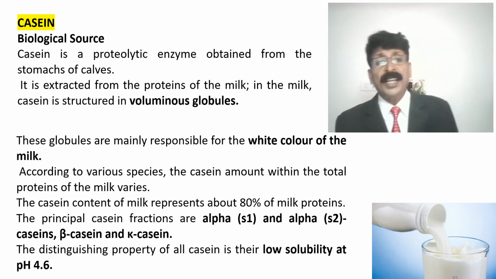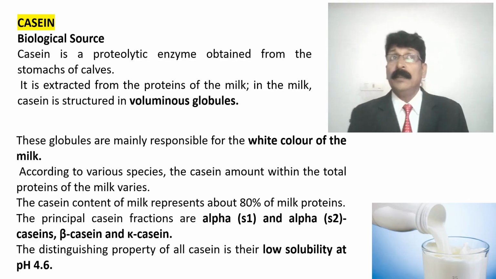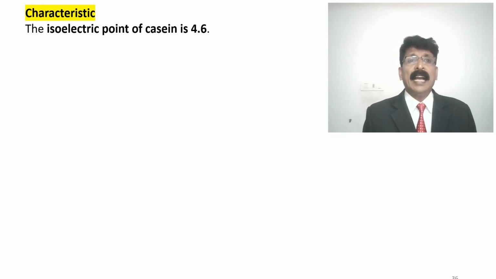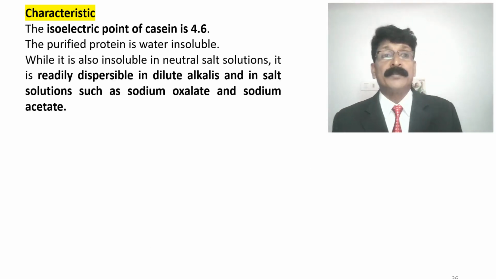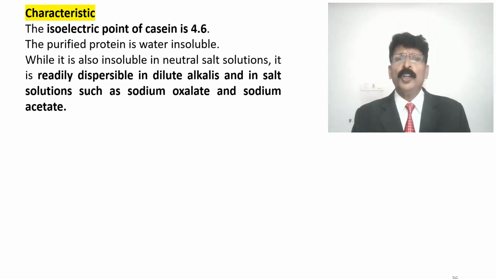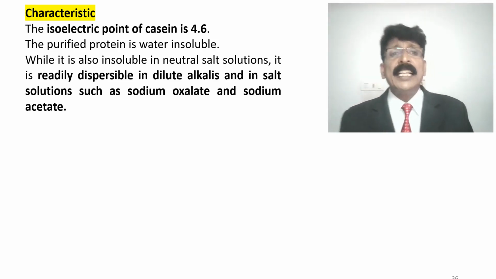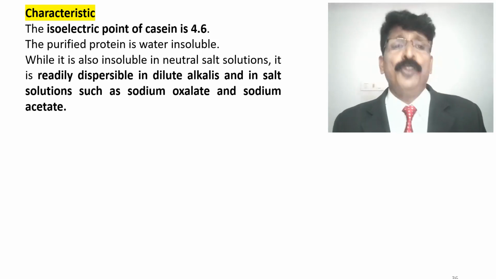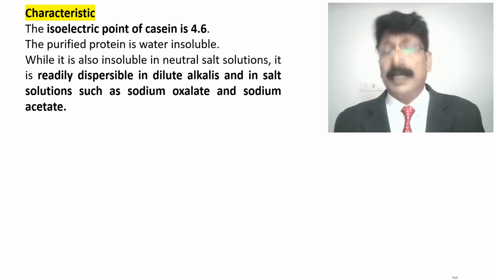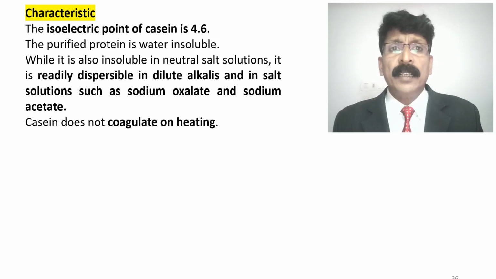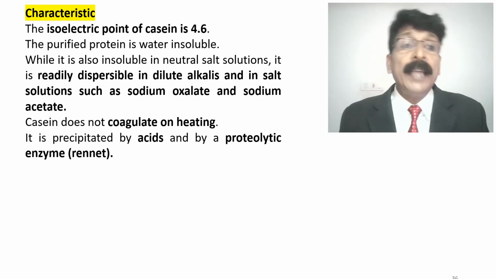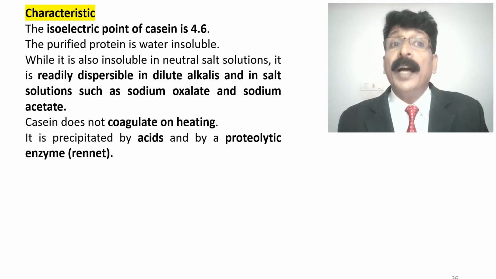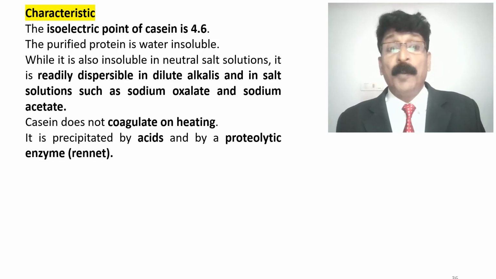The distinguishing property of all caseins is their low solubility at pH 4.6. The isoelectric point for casein is 4.6. The purified protein is insoluble in water, and also insoluble in neutral salt solution. It is readily dispersible in dilute alkalis and in salt solutions such as sodium oxalate and sodium acetate. Casein does not coagulate on heating. It is precipitated by acid and by a proteolytic enzyme, rennet. You should remember, it is precipitated by acid, and by a proteolytic enzyme it can also be precipitated.